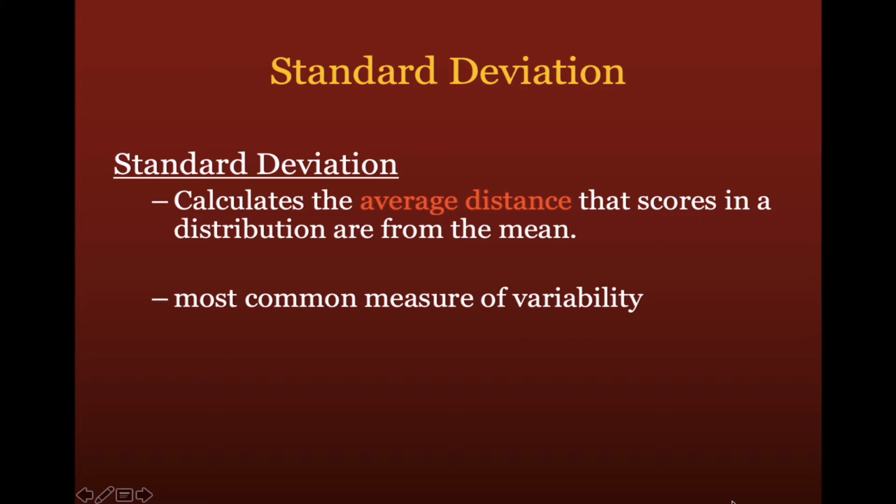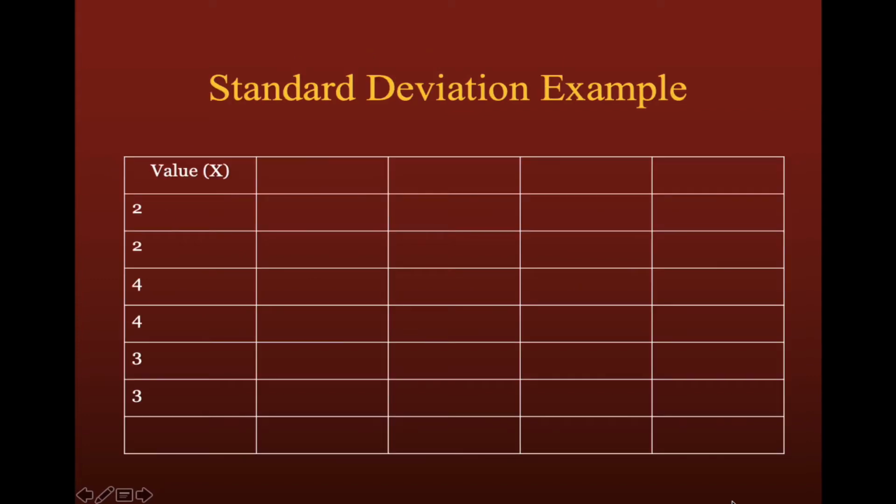The standard deviation is a much better measure of variability because it factors in all the scores and it looks at the average distance those scores are from the mean. So typically when we talk about variability, we focus on standard deviations. So I'm going to walk you through an example of standard deviations. I won't ask you to actually calculate this, but I want you to get a sense of how it determines the average distance the scores are around the mean.